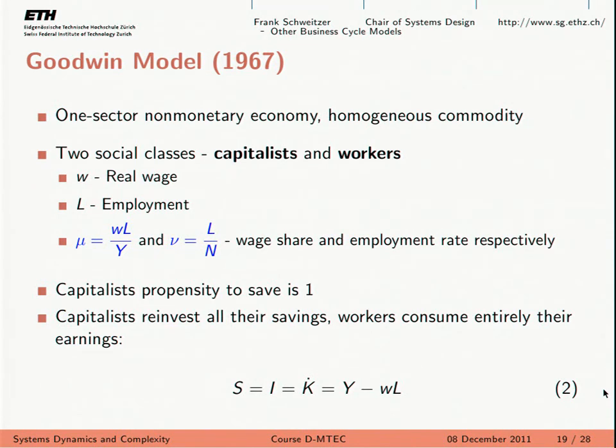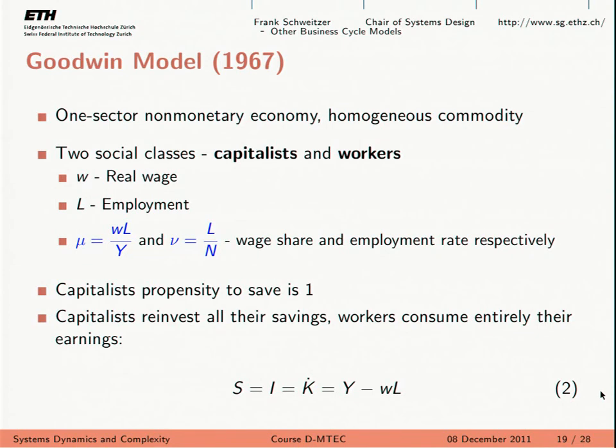Then obviously, mu is the share of output that goes to cover costs of labor. So salaries, you may think, for all the employers, right? So W times L is simply the total salary of all the employees, divided by the output, is the total share of output that goes to cover these costs. And L over N is the share, the employment rate. Okay, so it's self-explanatory.